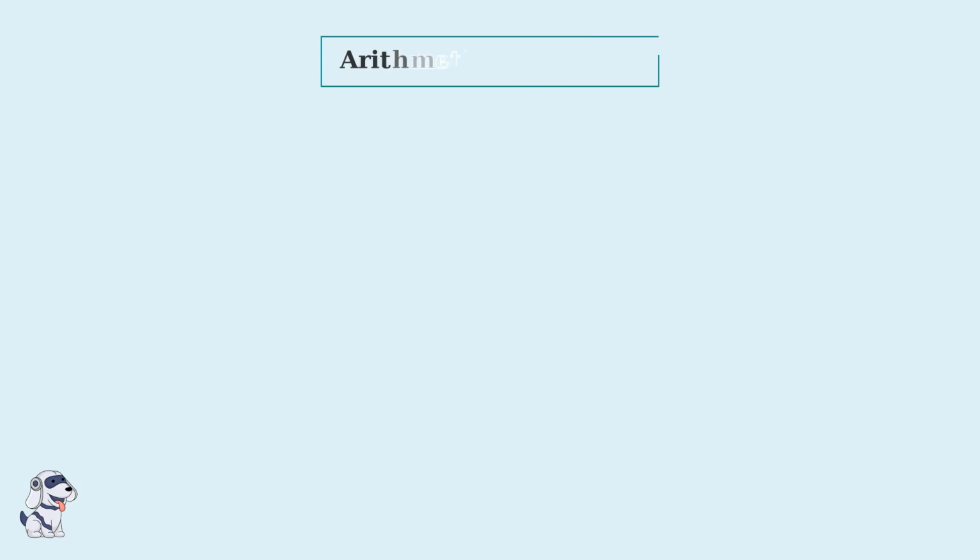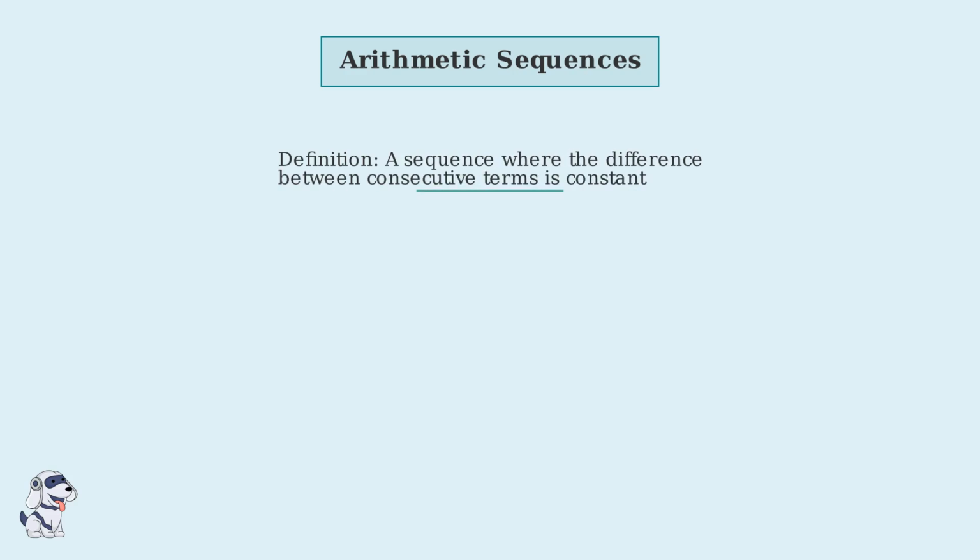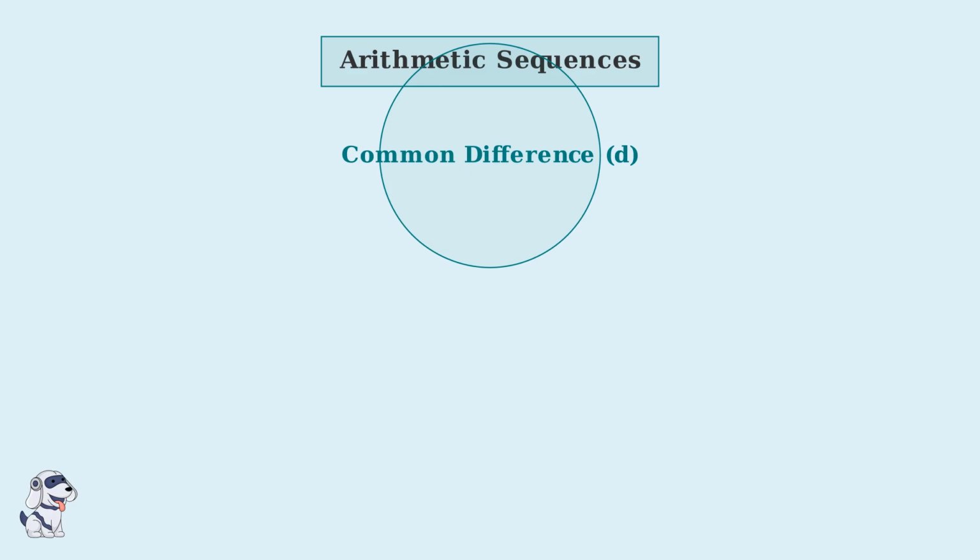An arithmetic sequence is a special type of sequence where something very important stays the same between consecutive terms. The key characteristic of an arithmetic sequence is that the difference between consecutive terms is always constant. This means we add or subtract the same number each time we move from one term to the next. This constant difference has a special name. We call it the common difference, and we represent it with the letter D.